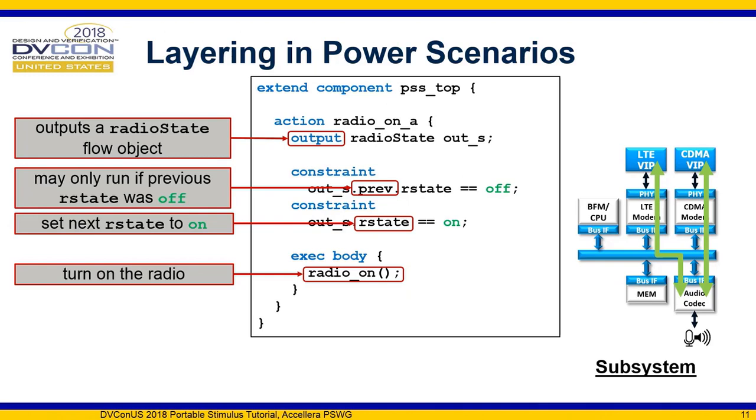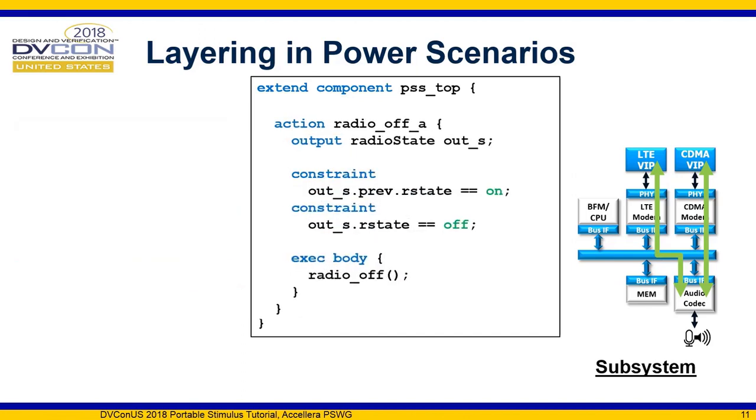So the point over here is we have this little action that says I can only run if the radio is off, because I don't want to turn the radio on if it's already on. And I know how to turn on the radio. There's a radio off action that does exactly the same thing. Again, he says that my previous state has to be on. I don't want to turn the radio off twice in a row, so only run if the radio is off. And I'm going to set the next state to off.